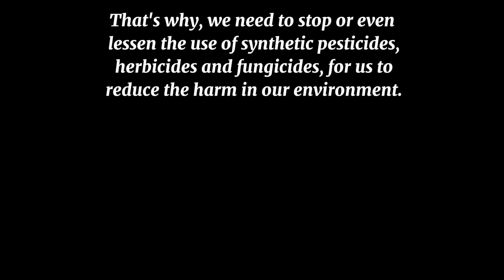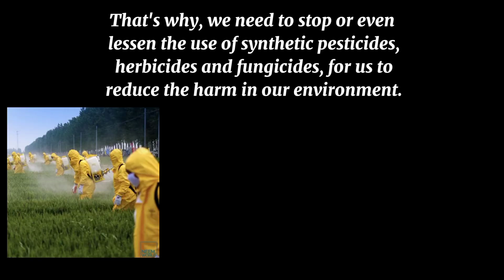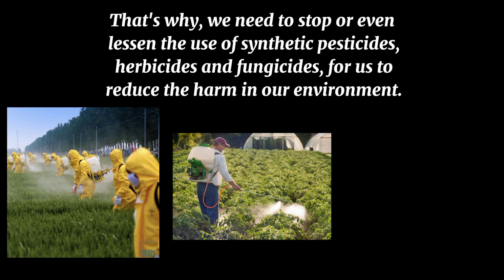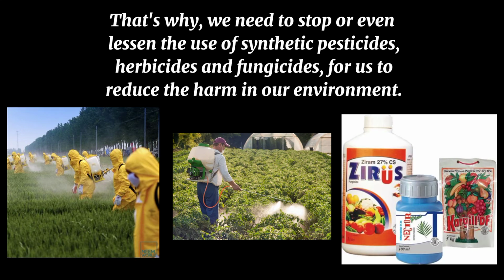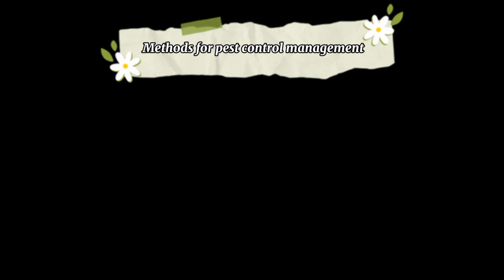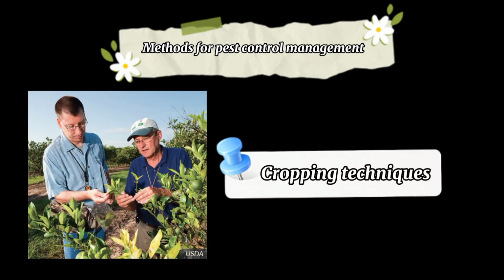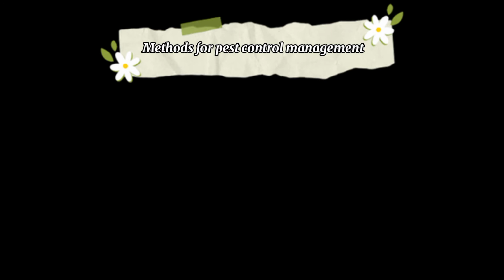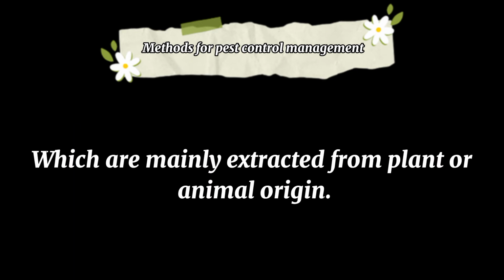That's why we need to stop or even lessen the use of synthetic pesticides, herbicides, and fungicides for us to reduce the harm in our environment. Pest control in organic farming is achieved by using appropriate cropping techniques, biological control, and natural pesticides which are mainly extracted from plant or animal origin.